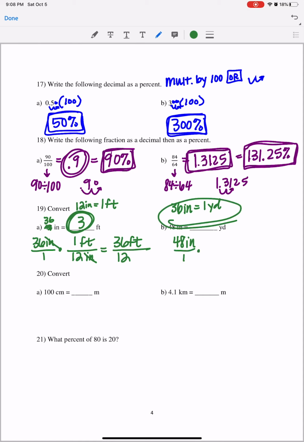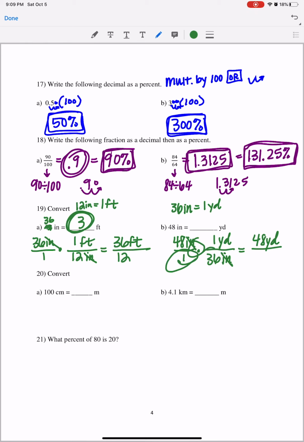And then use your unit conversion here. Because I have inches on top again, that means I want inches on the bottom. So we've got 36 inches on the bottom, which leaves me my 1 yard on the top. My inches cancel, that's the whole point, so multiply straight across. 48 times 1 yard gives me 48 yards. And 1 times 36 gives me 36 on the bottom.